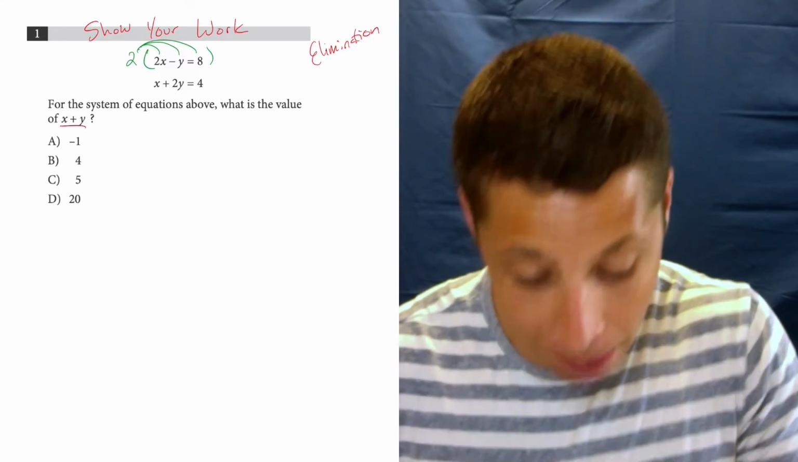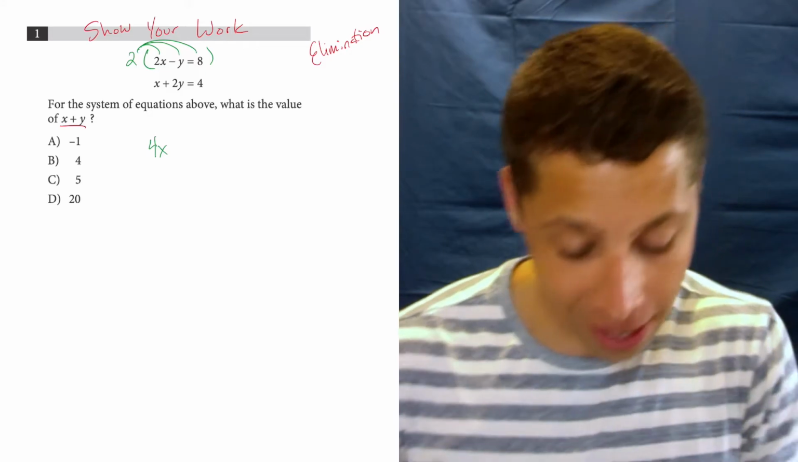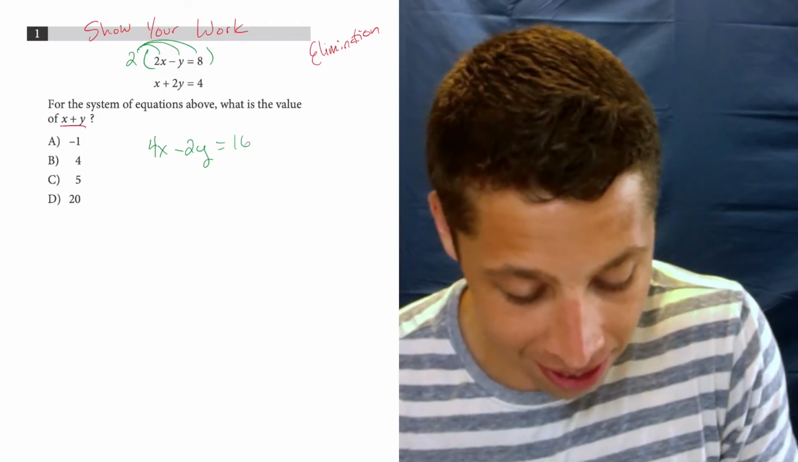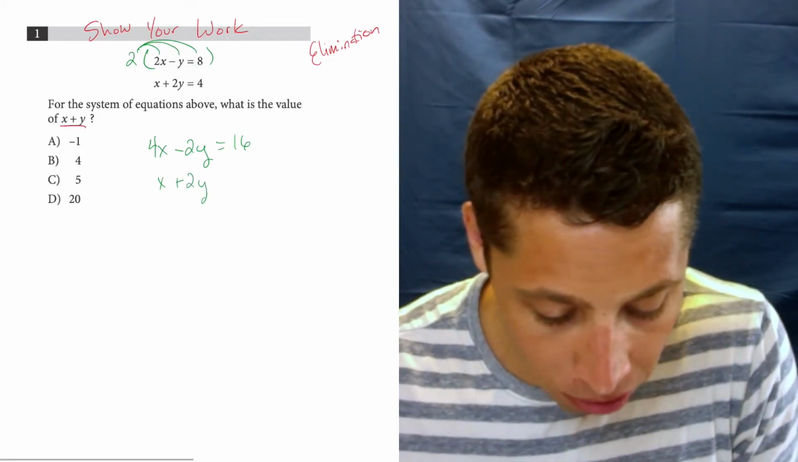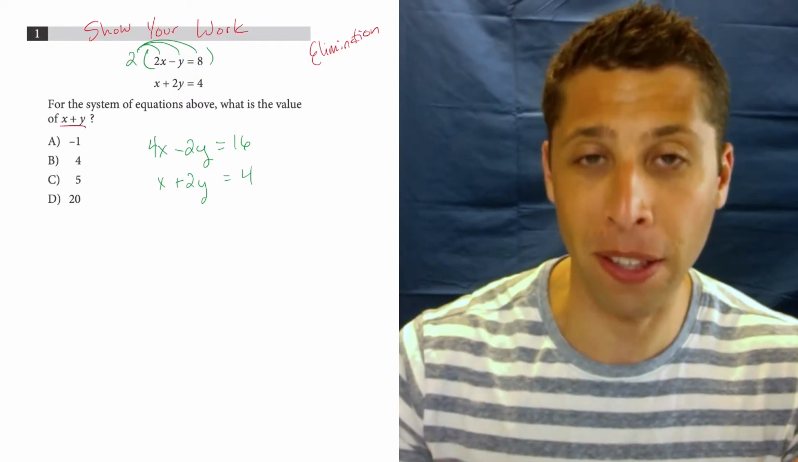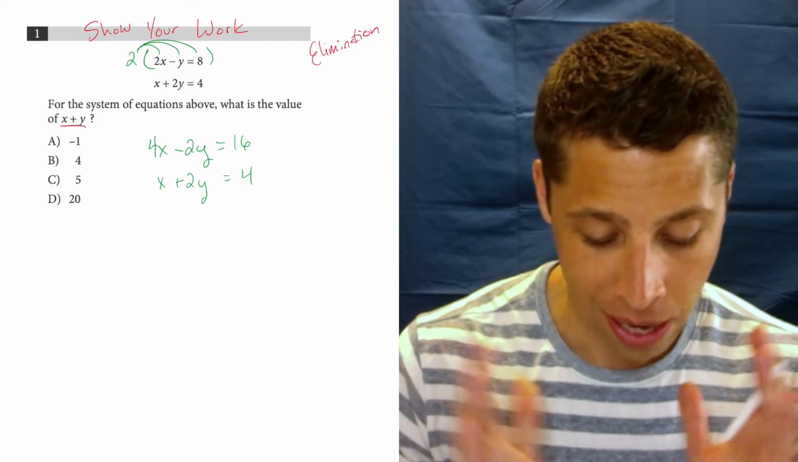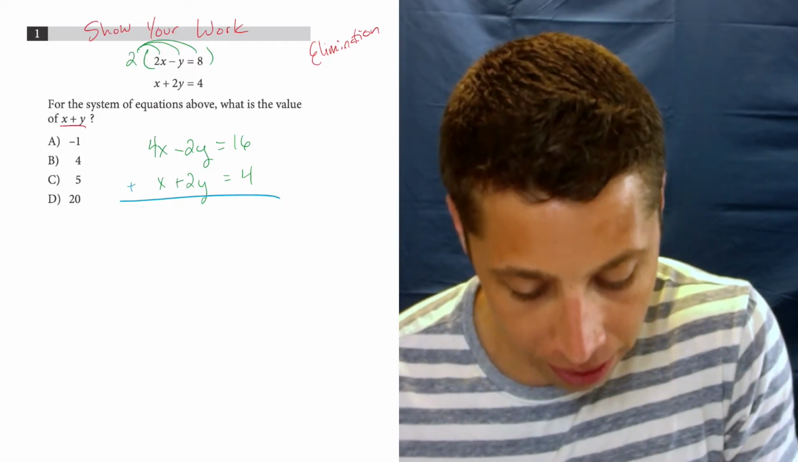So 2 times 2x is 4x. 2 times negative y is negative 2y. 2 times 8 is 16. Say all those things in your head, okay? And the other one we just copy down, right? So again, we're preventing a mistake by just transcribing the same second equation instead of trying to do this next step in our heads. Now we have them set up, and the second step is to add everything up.